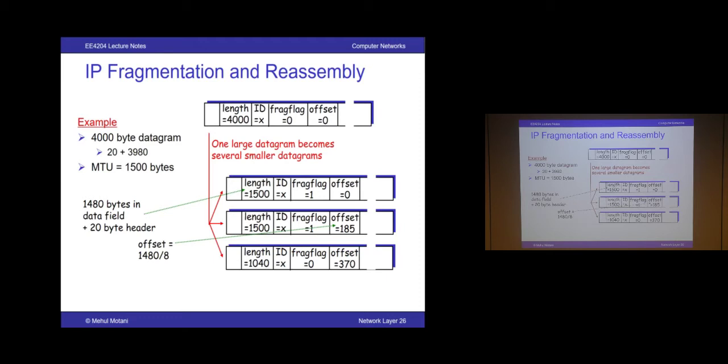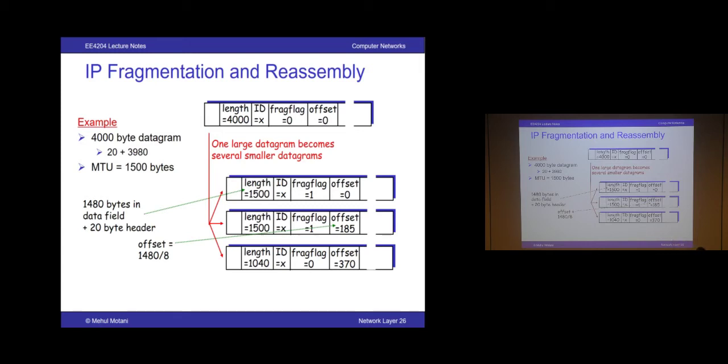So I need to make sure that all 3980 bytes of payload end up as payload in my three child packets. In the first child packet I have 1480, and in the second child packet I have 1480. How much is left? Take 1480 plus 1480 and subtract that from 3980. What's left is 1020. So this third packet is of size 1040, because it needs its own 20 byte header. Do these numbers make sense?